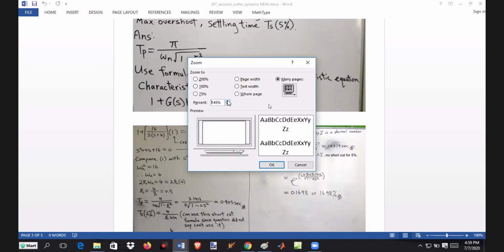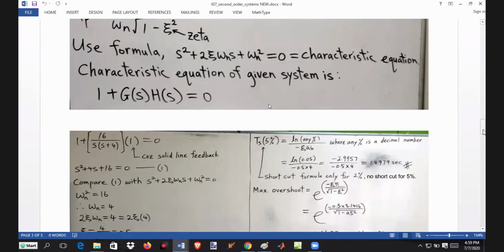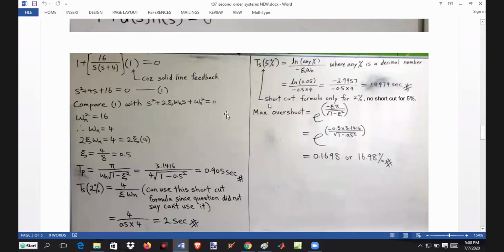150. Make it slightly bigger so you can see better. After I zoom, you must compare with just how I asked you to memorize it. Memorize just how the second order one. Divide by A to get the coefficient of S square equal to 1. The one you have to memorize: S square plus 2. Now this is the characteristic equation.